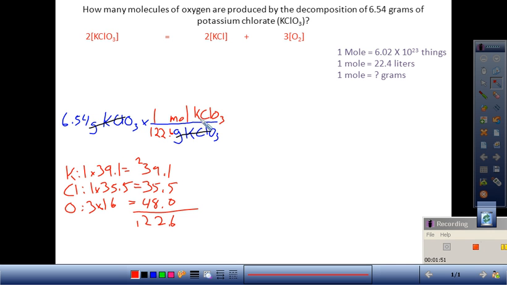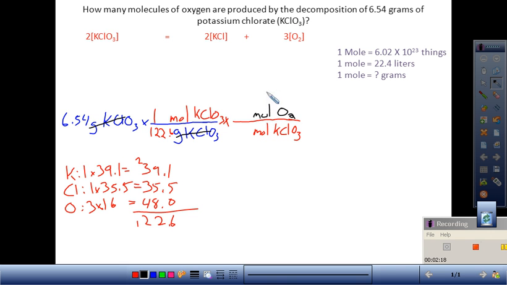So now I'm in moles of potassium chlorate. I don't want potassium chlorate, I want oxygen. Alright, so my next step, I want to get out of my KClO3. So I'm going to take my units here, transfer it down there. Alright, what do I want? I want oxygen. Well, oxygen is O2 because it's diatomic. Alright, so I'm going from that to that.